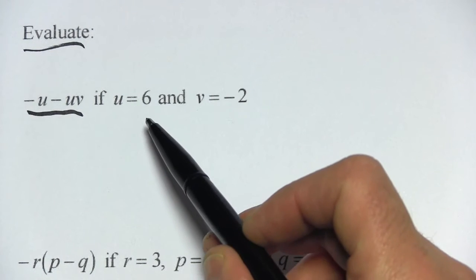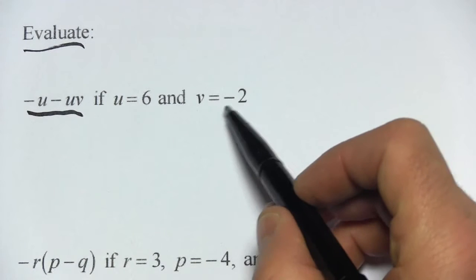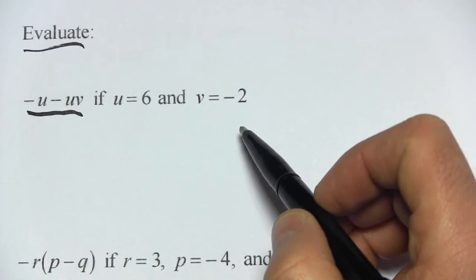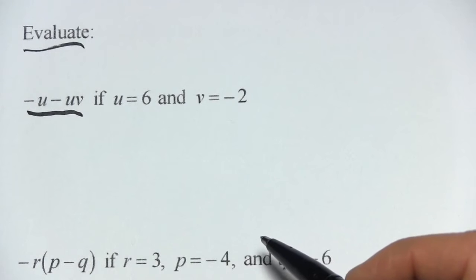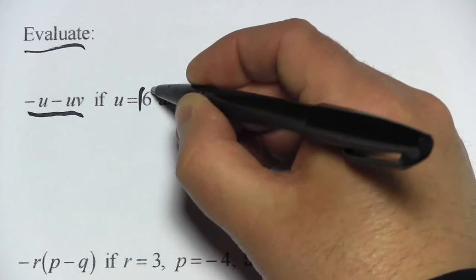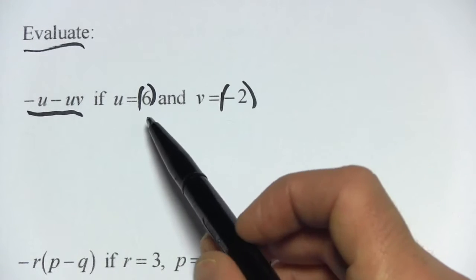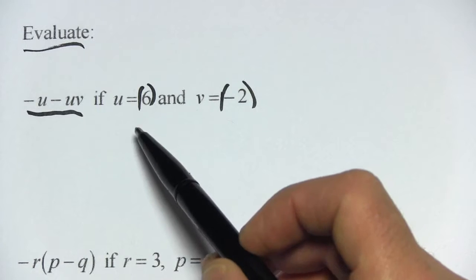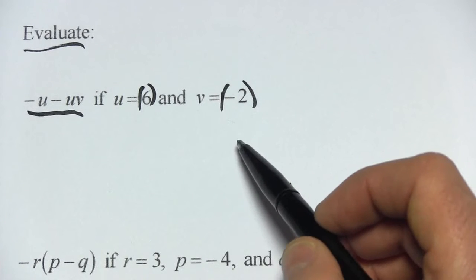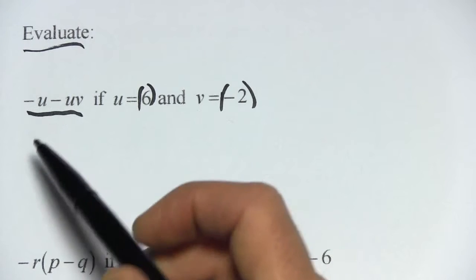And all you really have to do is put in 6 for u, because it's telling you u equals 6, and negative 2 for v. And then crunch out the numbers, calculate it. My recommendation would always be to use parentheses, just so you don't get confused about the negative signs. So I'm going to be thinking about putting in a parentheses 6 for u and a parentheses negative 2 for v wherever I see them in here. So let's try that, see how it goes.